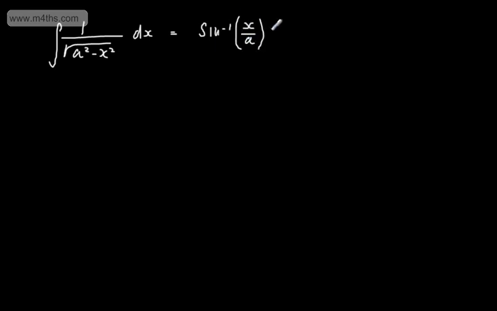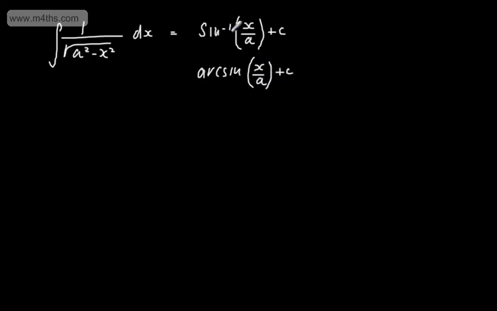If we take now the integral of 1 over the square root of a squared minus x squared and we integrate with respect to x, the standard result is the inverse sine of x over a plus a constant of integration. So both c and a are constants. Sometimes we'll see this written as arcsin of x over a plus a constant.